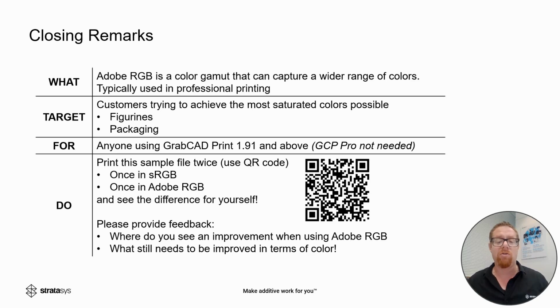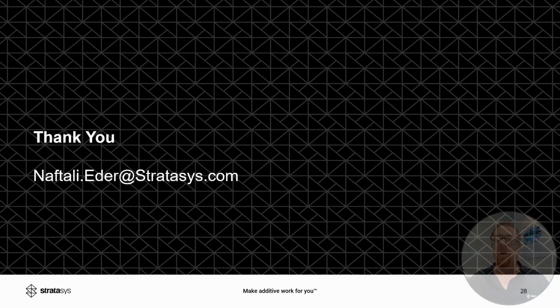Now, call to action is go off and print some of these models. I've got a sample tray you can access from the QR code here, and print it once using the sRGB profile and then a second time using the Adobe RGB, and you see the difference for yourself. Thank you very much for your time today, and happy printing.